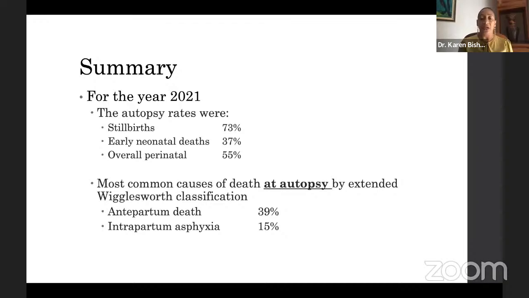According to our findings at autopsy and by applying them to extended Wigglesworth, the most common thing we saw was antepartum death, followed by intrapartum asphyxia. But of course, as I said, immaturity would have been much higher on the list if we were trying to classify using all parameters available. Okay, that's it. Thank you for your attention.